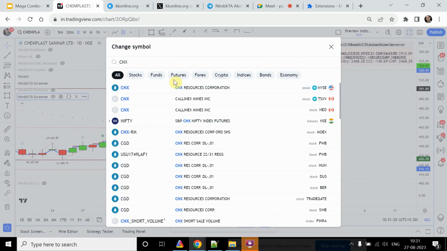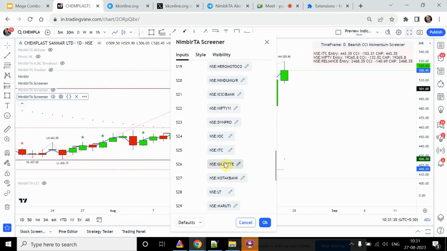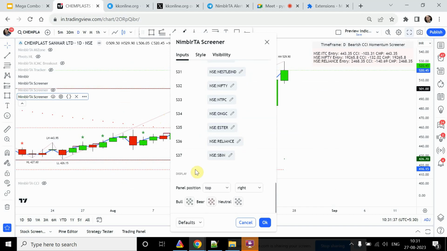Let me put some other stock. Okay, so I put it. Then apart from that, I can change the location. This is the top right location, and I want to have it on the top left side, or maybe let me put it on the bottom side. So this is how I am aligning it.